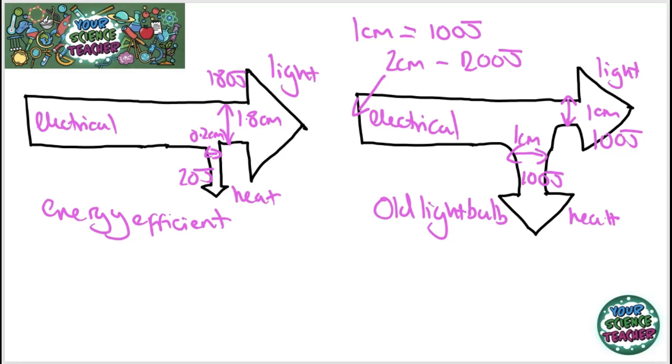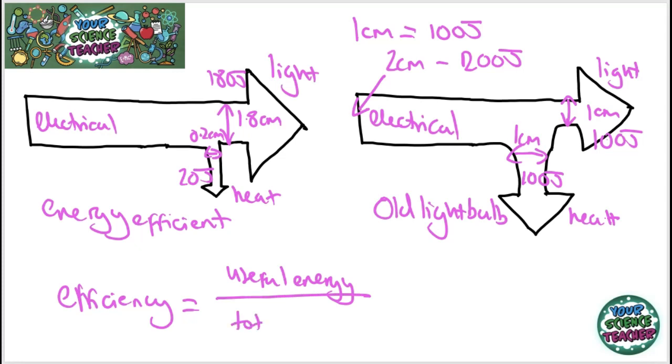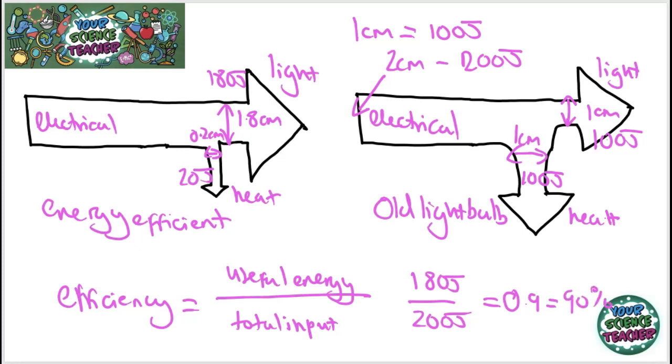And from these Sankey diagrams, you can actually calculate the efficiency of these appliances, because to calculate the efficiency of the appliance, what you do is you do the amount of useful energy given out divided by the total input energy. So if I have a look at my energy efficient light bulb, I would be doing 180 joules divided by 200 joules, and that equals 0.9. You can put it in percentage, and that would be 90%. It doesn't matter though, you can leave it as a decimal.